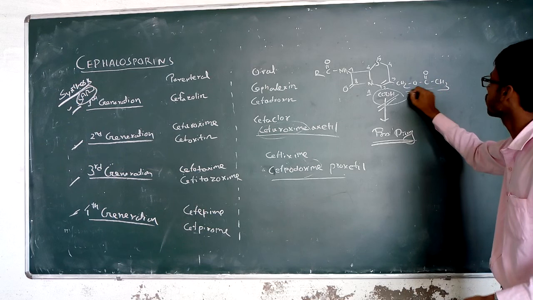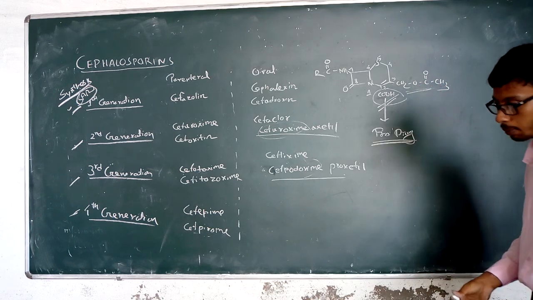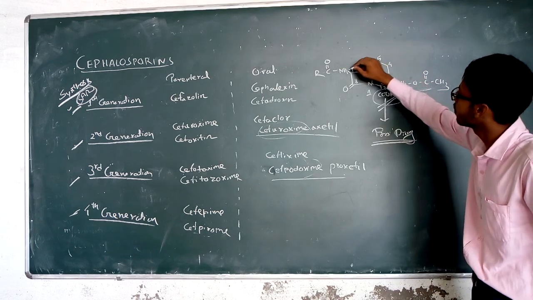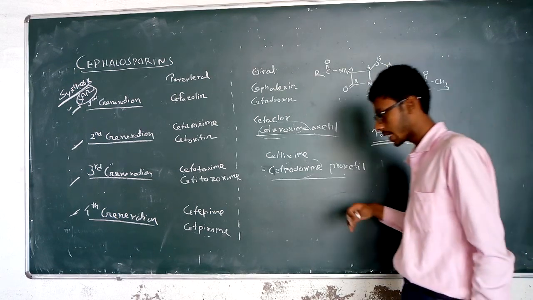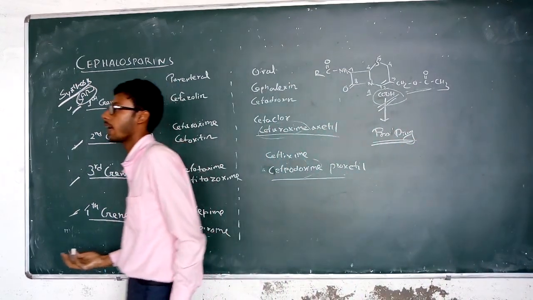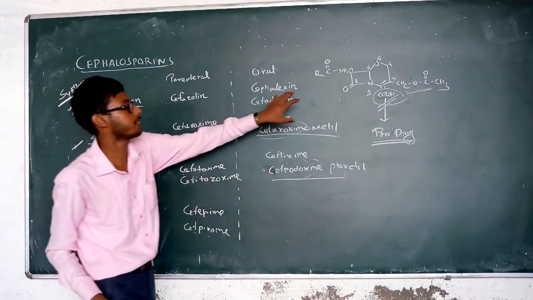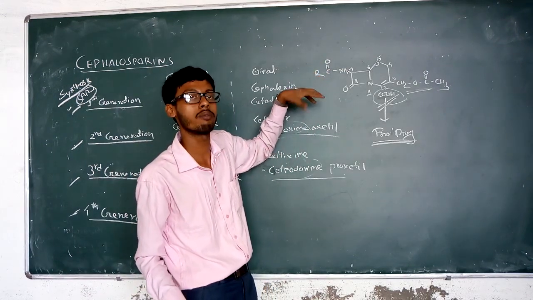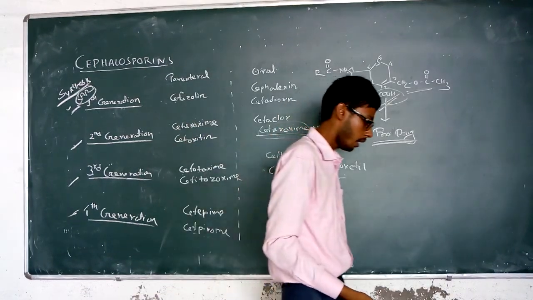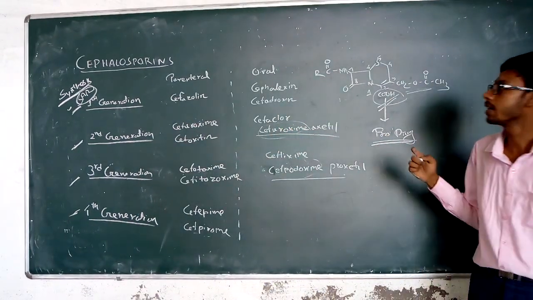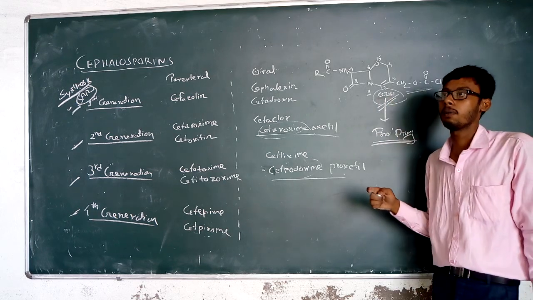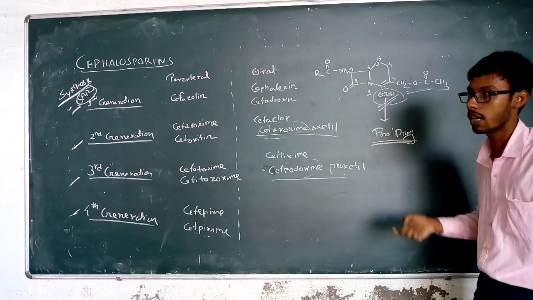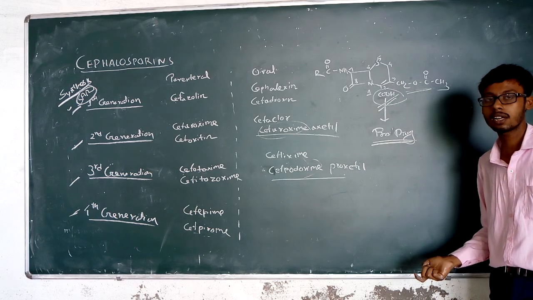At the 3 position we can also make changes; various types of moiety can be attached at the 3 position. At the 7th position, the most important, which is responsible for the antibacterial activity, is the acyl side chain. This can be replaced and modified to alter the antibacterial activity as well as the spectrum of the antibacterial activity.